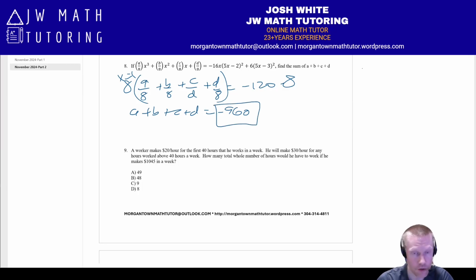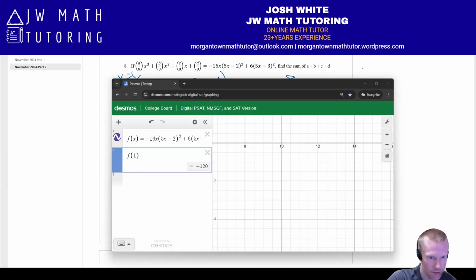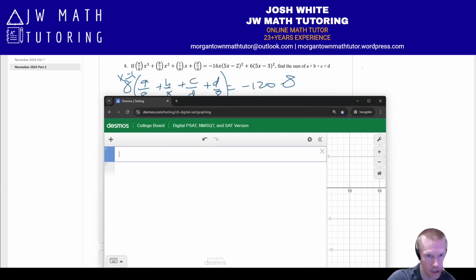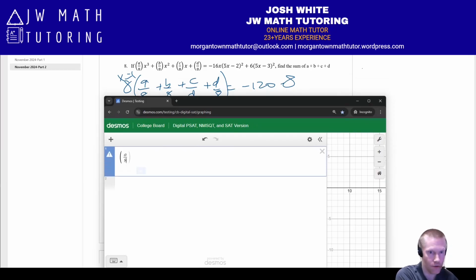Okay. Now, alternate methods you could use as well. We could go to Desmos and we could equate the two expressions. So it's going to take a while to type in.